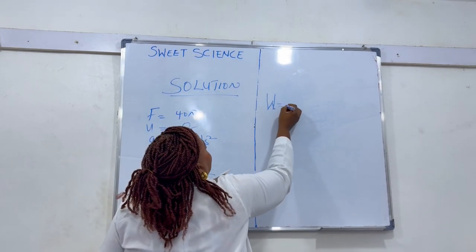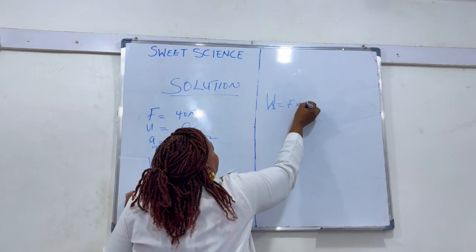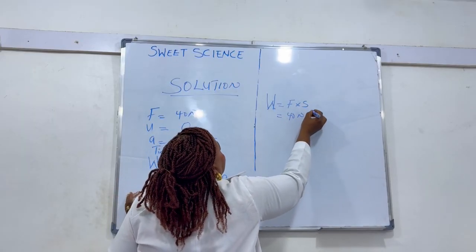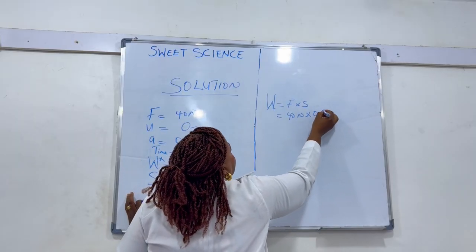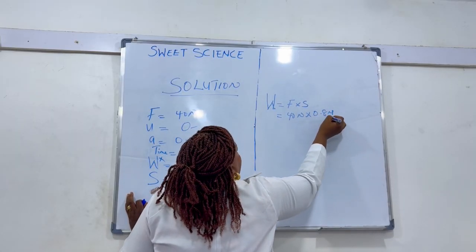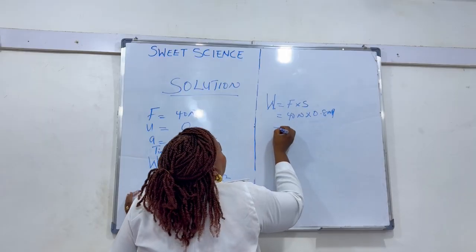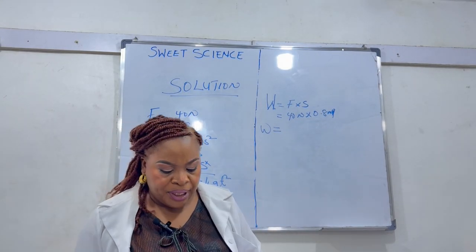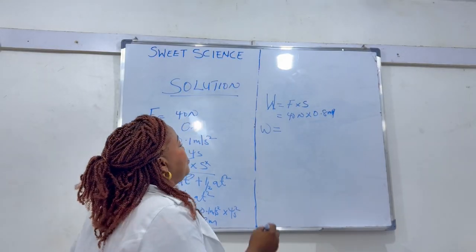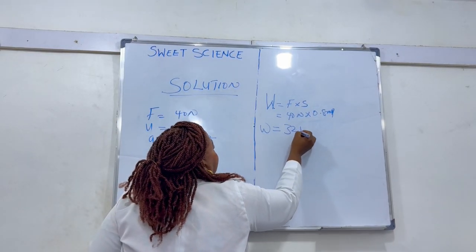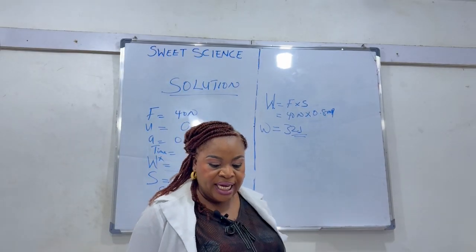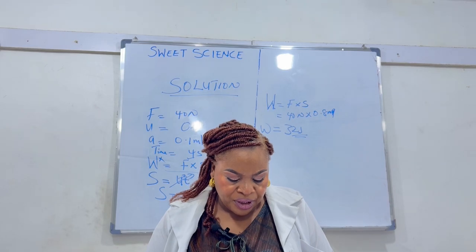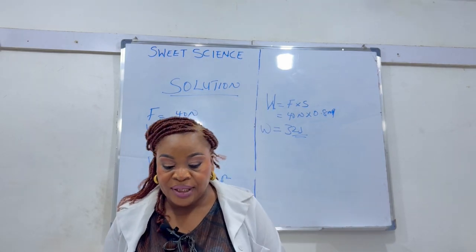and then work done is now equal to force times distance, which is force is 40 newtons, times distance, which is 0.8 meters, and then work done is 40 newtons times 0.8 meters, and it will give us 32 joules. So the correct option here is option C, 32 joules. Option C.